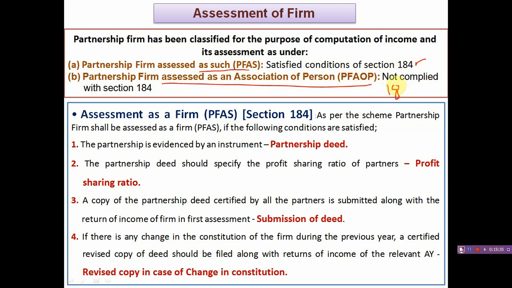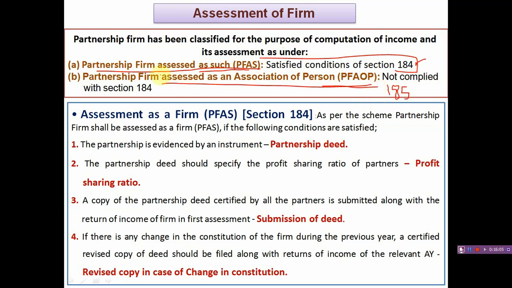These are the sections which determine the assessment of the firm. There are conditions in section 184. If those conditions are fulfilled by the firm, then the firm is assessed as firm. If any of the conditions mentioned under section 184 are not satisfied, then the firm is assessed as AOP under section 185.